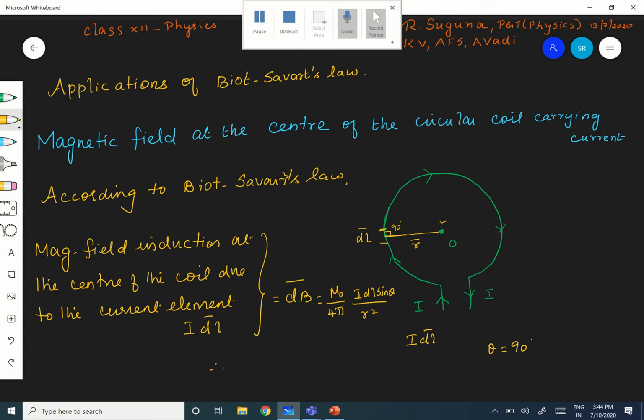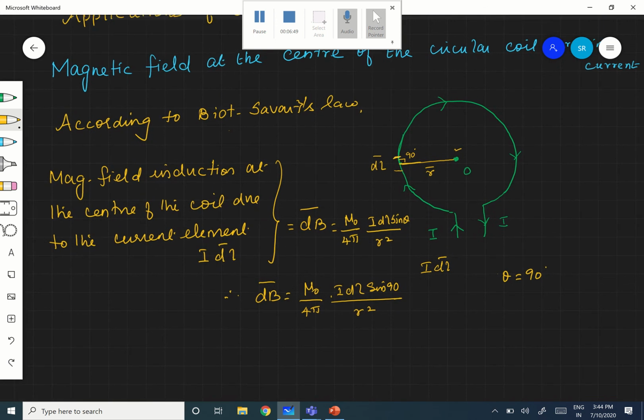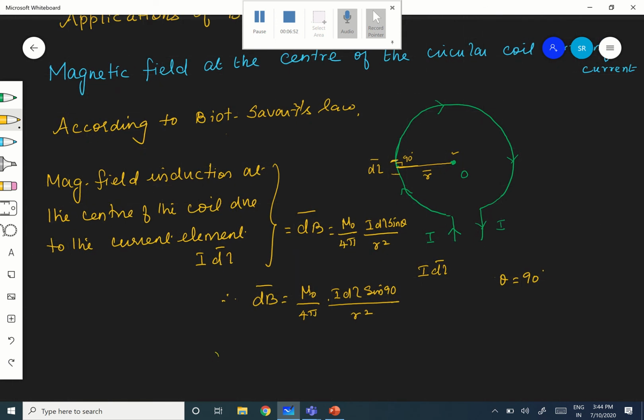It is r, that is the radius of the circular coil. Therefore, what is your dB? Therefore dB is equal to mu naught by 4 pi I dL sin 90 divided by r squared, right? Therefore dB is equal to mu naught by 4 pi I dL by r squared. That's it.